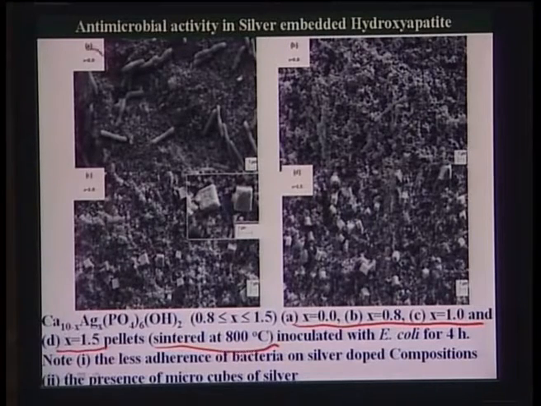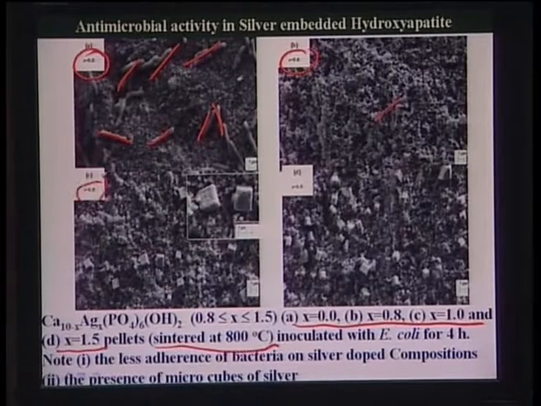If this is x equal to 0.0, you have these long rod-like bacteria present on the materials. At x equal to 0.8, we do see some bacteria, but much fewer in number. At x equal to 1 and x equal to 1.5, you have these silver cubes coming out of the material, and we found a number of silver cubes on the surfaces. The number of silver cubes also increases when you increase the substitution level from x equal to 1 to x equal to 1.5.